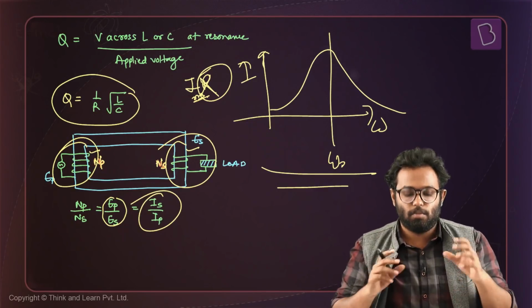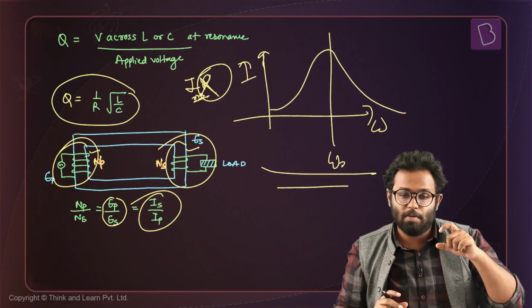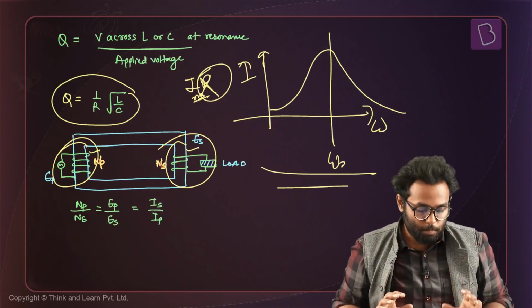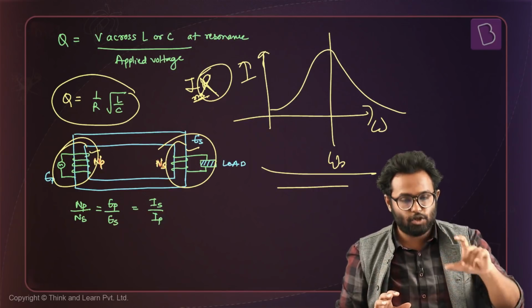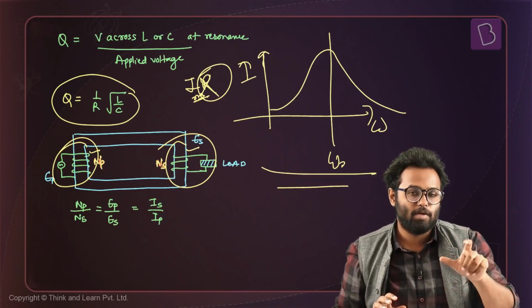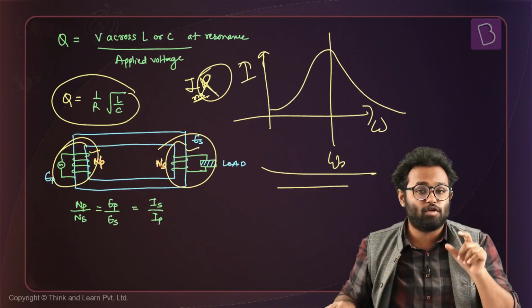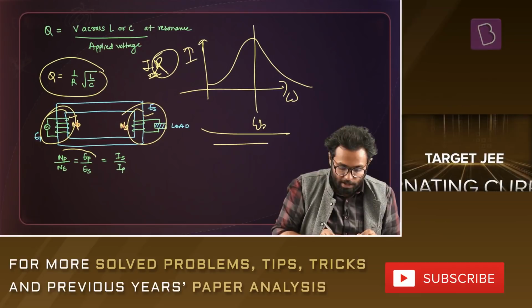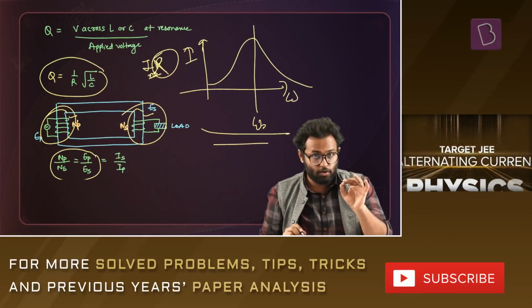Okay, so NP by NS is equal to EP by ES is equal to IS by IP. So in this particular setup, the ratio of the EMF at the primary to that of the secondary is equal to the ratio of turns at the primary to that of the secondary. Okay, so EP by ES is equal to NP by NS. That's very important to remember.